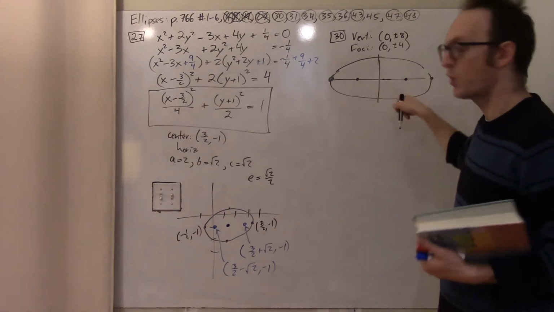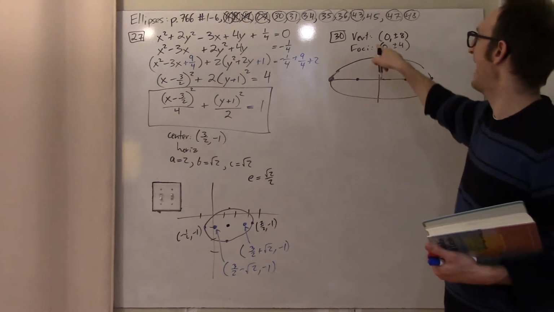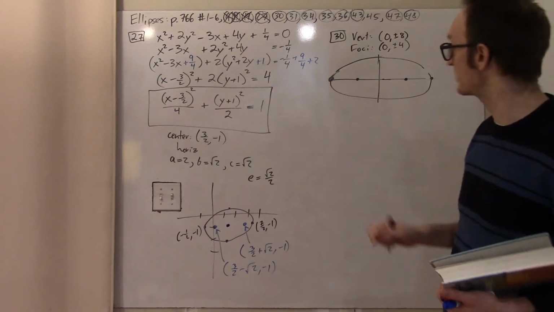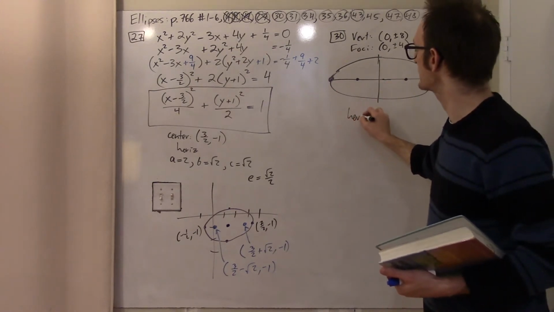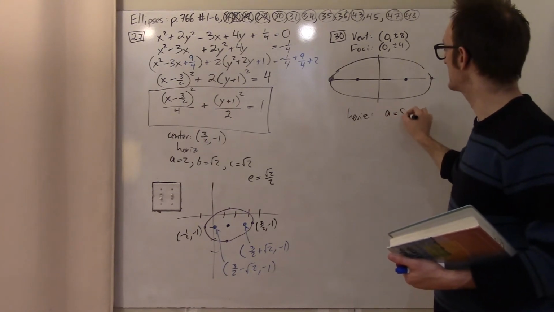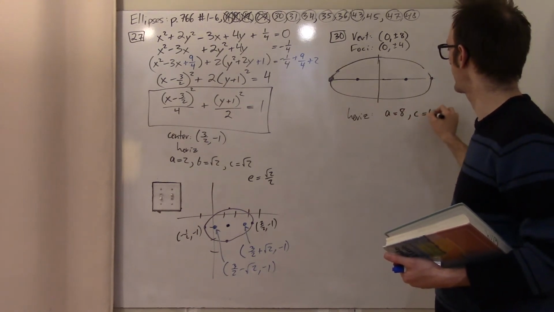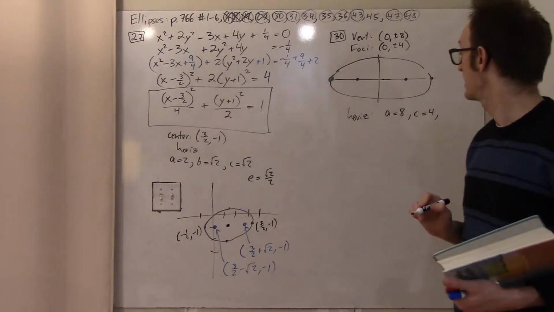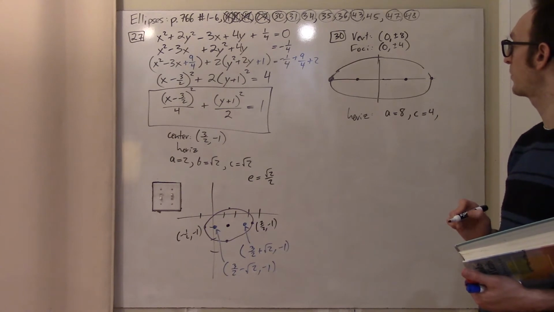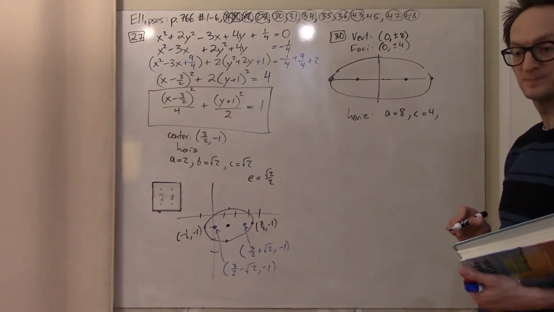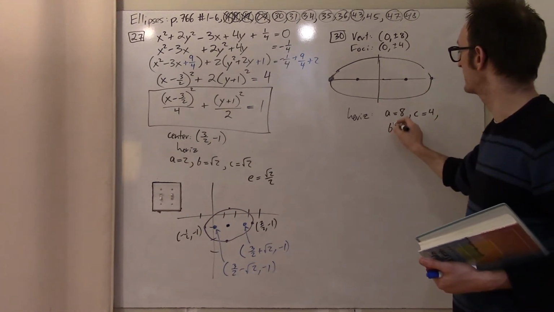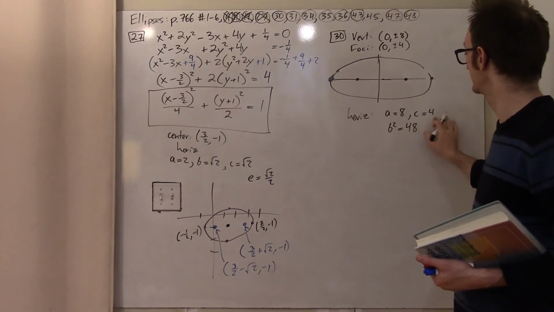What is going on? I have a horizontal ellipse. The midpoint of the foci is of course the origin, so this is going to be centered at the origin. It is horizontal. A is 8, and C is 4. And if A is 8 and C is 4, then, can I do this in my head? Let's see, 64 minus 16 is 48. And so B squared is 48.